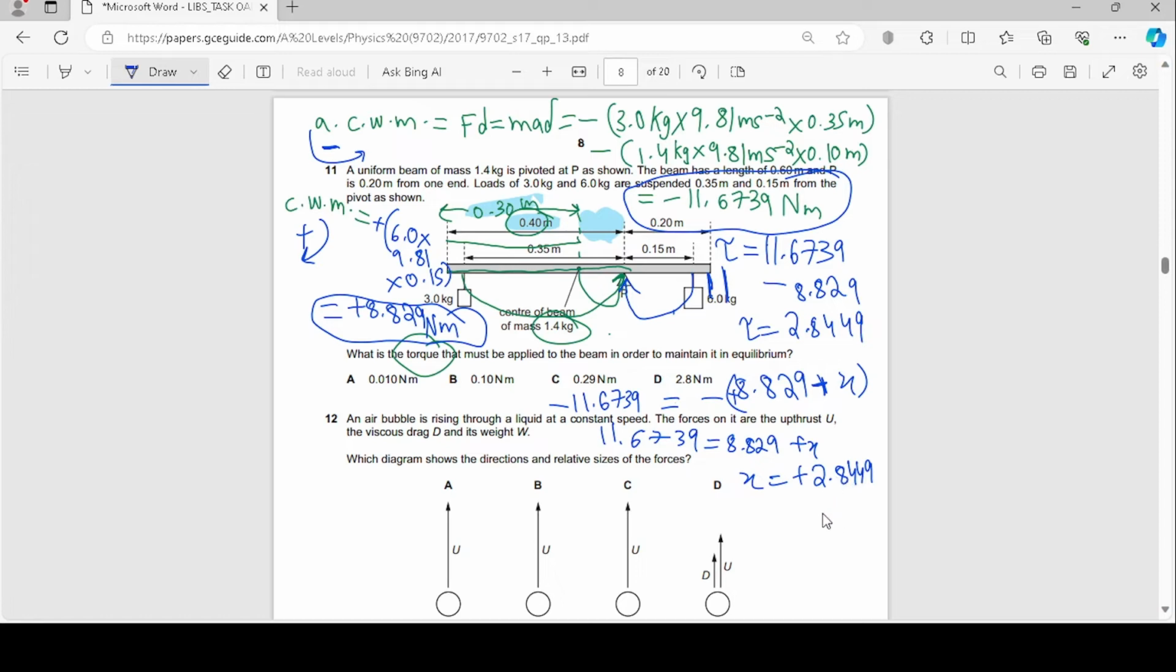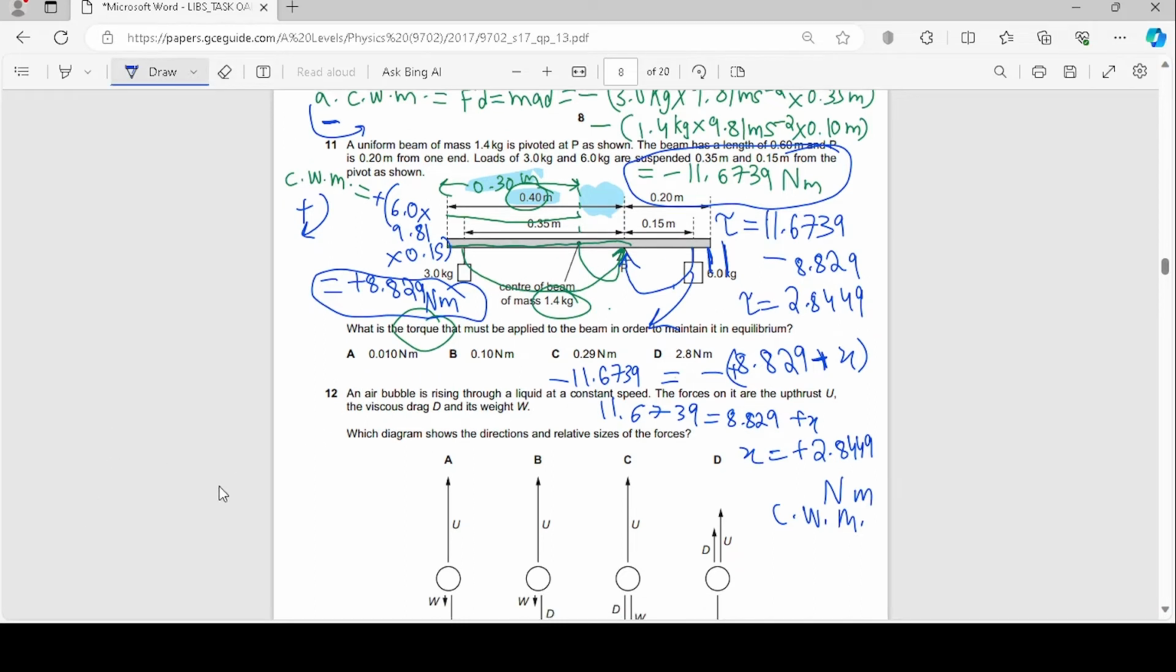So here you get plus 2.8449 newton meters, which means that your additional torque is a clockwise moment. So your additional torque is actually in this direction, is what this answer is indicating, because this is a plus sign. All right. But even if you don't do that, it's fine, because in AS physics they don't tend to really, I mean, obviously it's important to consider the directions, but they usually just tell you what's the magnitude of this answer, what's the magnitude of that answer.